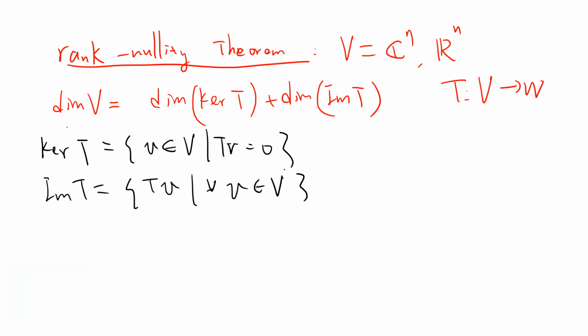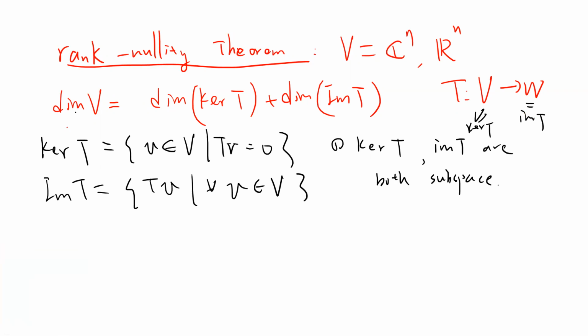The fact that the kernel of T and the image of T are both subspaces is easy to prove by the axioms, so I will not prove it here. That means the kernel of T can be viewed as a subspace of V, and the image of T can be viewed as a subspace of W. Now we want to prove this theorem.